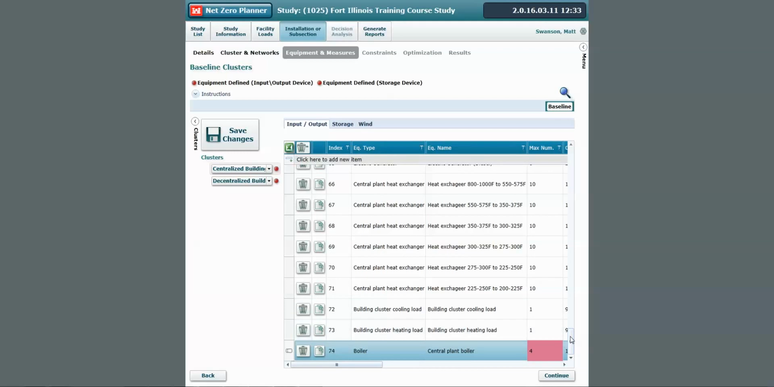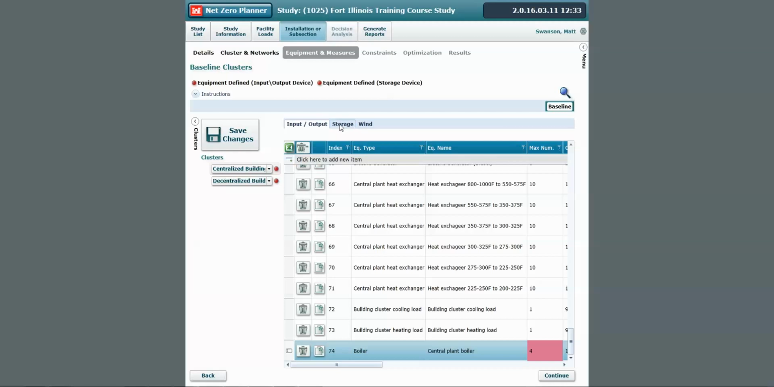Alright, so we've put the boilers in. This is approximately the size that we would need. Now we're going to go over to the storage tab. We didn't have to do this for the decentralized buildings. There wasn't any storage built in. They didn't have any networks. They just had decentralized equipment.